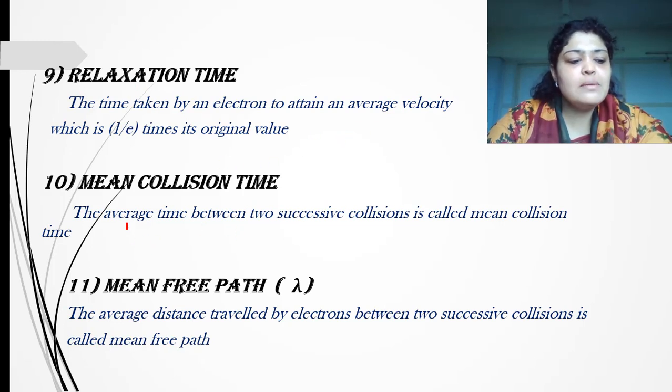Mean collision time is defined as the average time between two successive collisions. What is mean free path? It is the distance. Path here means the distance. So the average distance which is traveled by electrons between two successive collisions is known as mean free path.